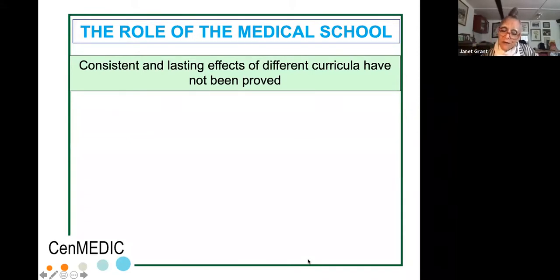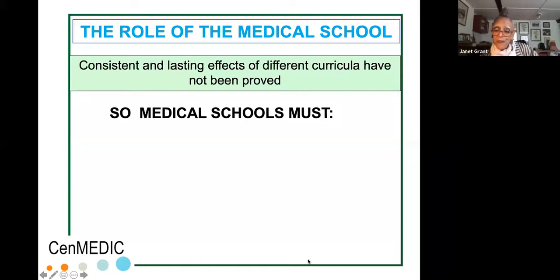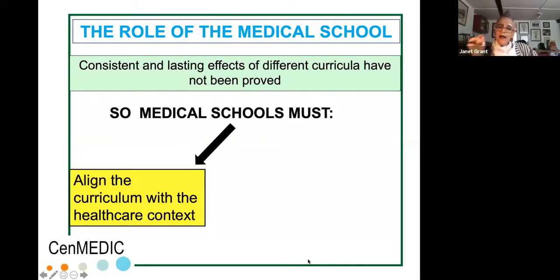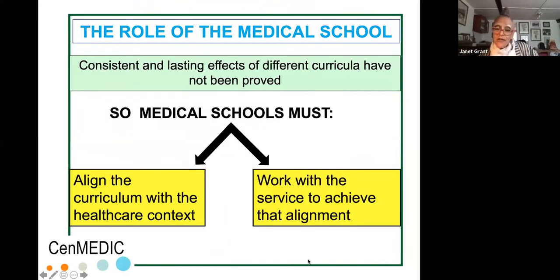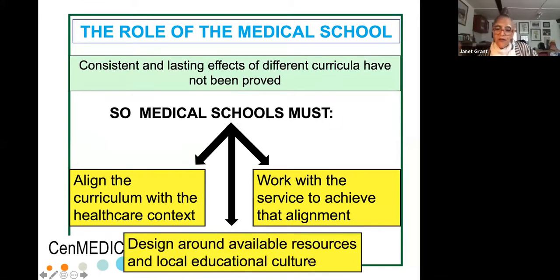So the role of the medical school is important. Consistent and lasting effects of different curricula haven't been proved, so you have freedom to design your own. So medical schools should align the curriculum with the healthcare context, obviously, should work with the service to achieve that alignment, obviously, and must design itself around available resources and local educational culture.